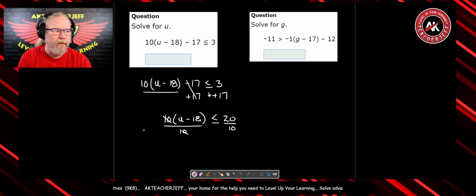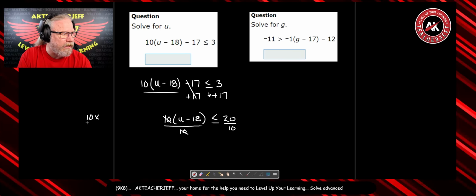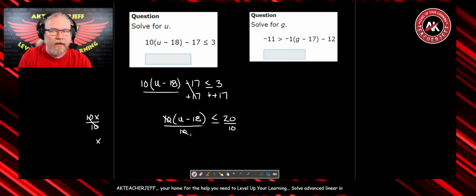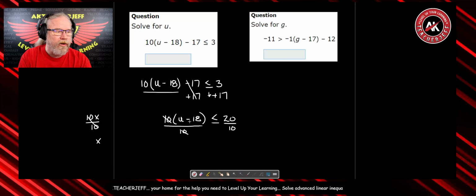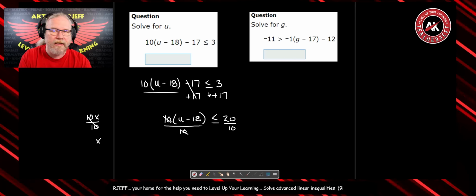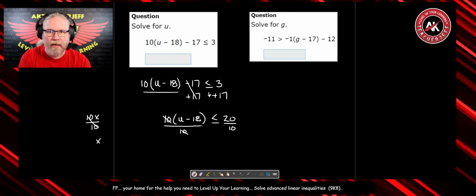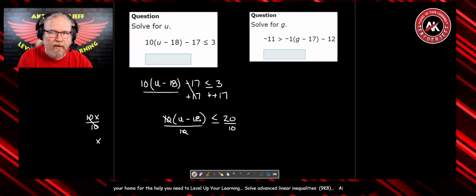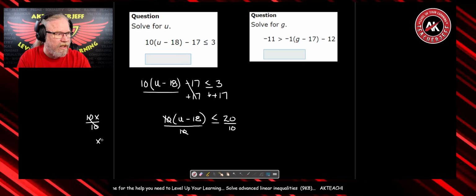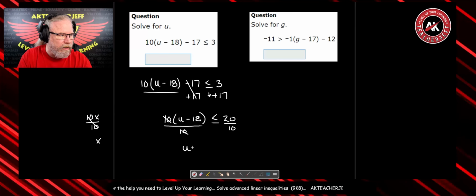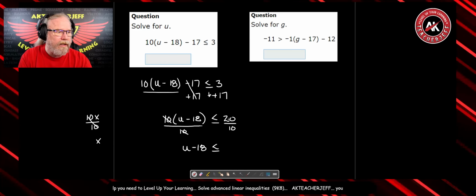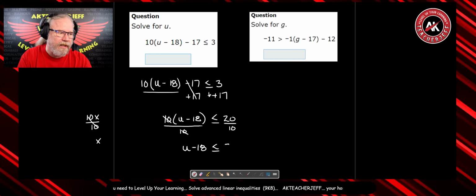And you might go, well, what are you doing there? Well, if I had 10x and I divided by 10, it would just leave me with x, right? Because the 10s would cancel. Well, likewise, same thing here. U minus 18 is a separate quantity that's being multiplied times 10. It's a factor, being multiplied times each other. And just like 10 is being multiplied times x and you're just left with x, we're just left with the u minus 18. Bring down our symbol here, and then 20 divided by 10 is 2.